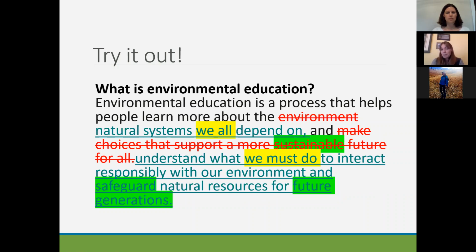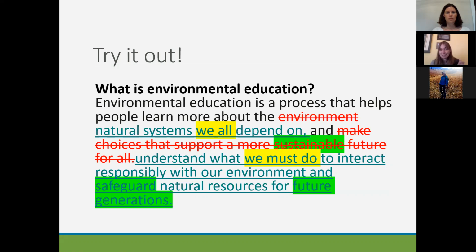So one, they replaced the word environment with natural systems we all depend on. Again, bringing in that we and helping understand why this is important to all of us. Why is the environment important to us? Because we all depend on it. They also took out the words, make choices that support a more sustainable future for all.